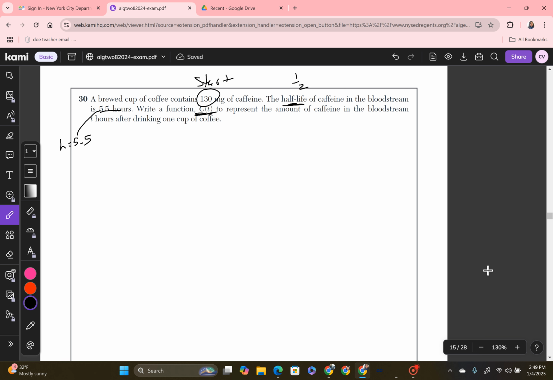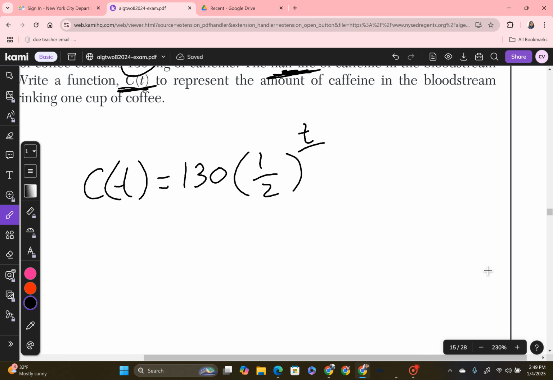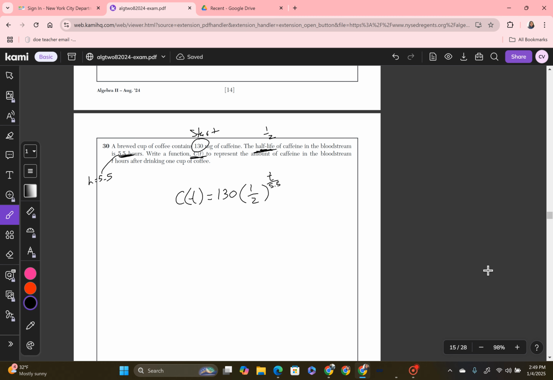So we want to write a function. C of T is equal to, how much are we starting with? 130. What is this decaying by? Half-life. So we're going to put a half here. Cool. And then the variable is T. T stands for time in hours. But then you have to divide it by whatever the half-life is, right? It tells you that the half-life is 5.5 hours. So every 5.5 hours, it's going to get cut in half. So our time is going to have to be divided by 5.5. This whole thing right here is your answer for the 2 points. Done.